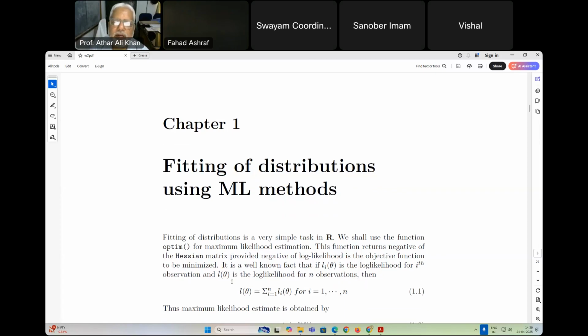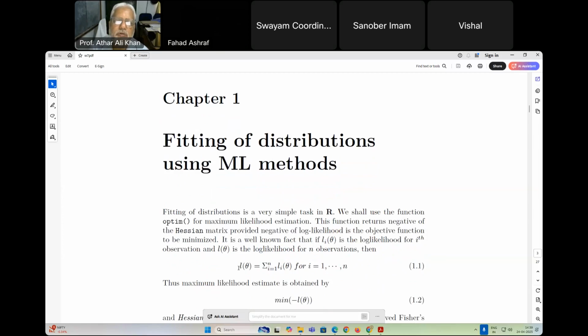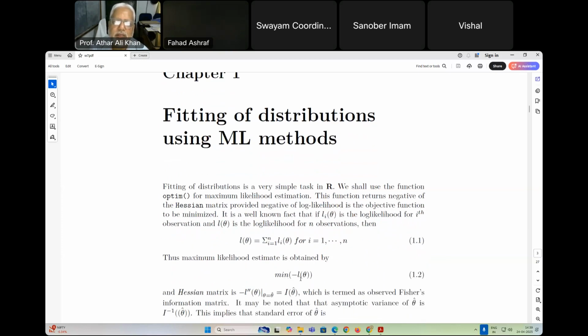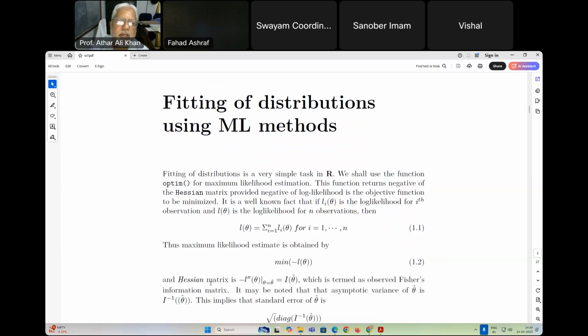It is a well-known fact that if L_i(theta) is the log likelihood for the ith observation and L(theta) is the likelihood for n observations, then L(theta) is equal to the summation of L_i(theta). Thus, the maximum likelihood estimate is obtained by minimizing minus L(theta). And the Hessian matrix is equal to minus L double dash (theta) at theta equal to theta hat, which is nothing but Fisher's information matrix. This is the second order partial derivative of the log likelihood, which is termed as Fisher's information matrix.